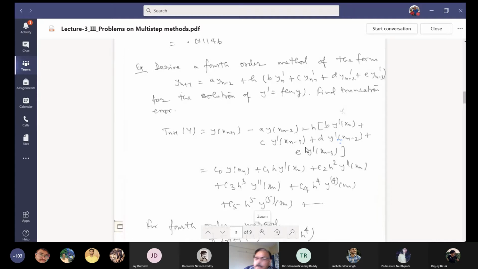Okay. Next thing, C naught is the coefficient of the constant term. See here, everything you have to write in terms of y(x_n). Everything means you have to write down the Taylor expansion of y(x_{n+1}), that is your y(x_n) plus h times y'(x_n), and so on and so forth. Is that right? Yes, sir.